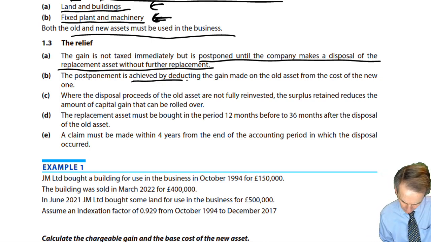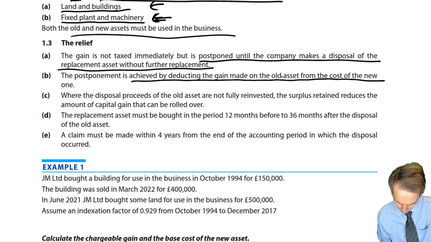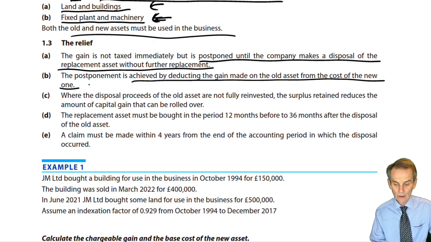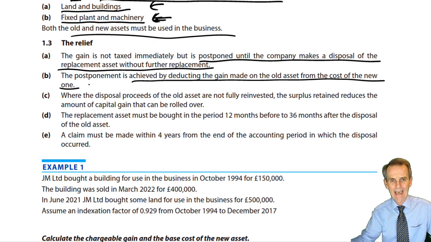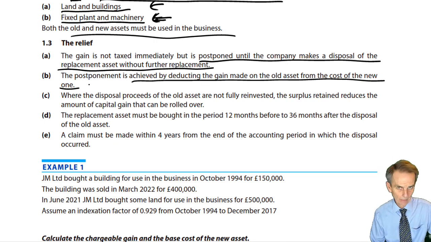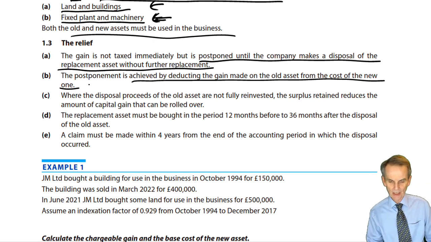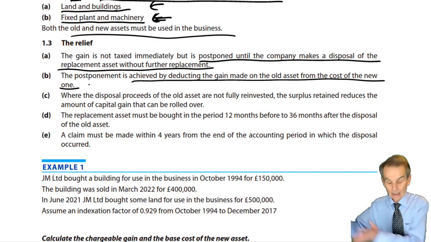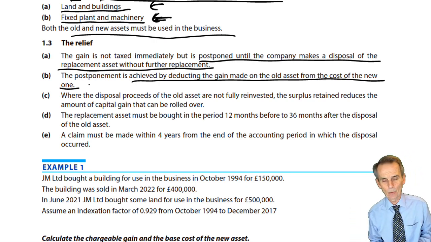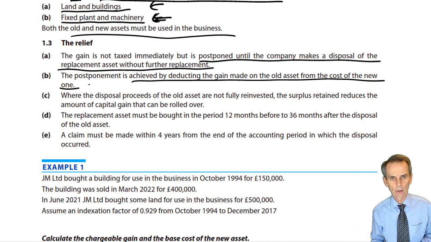The postponement is achieved by deducting the gain made on the old asset from the cost of the new one. The reduced cost gives rise to a bigger gain in the future. Historically, it wasn't just the fact that the cost was lower by the extent of the deferred gain, leading of course to an equivalently bigger gain when that lower cost is deducted from the sales proceeds of that asset in the future. If you had a lower cost, then of course indexation allowance would also be lower, because the indexation factor applied to that lower cost.